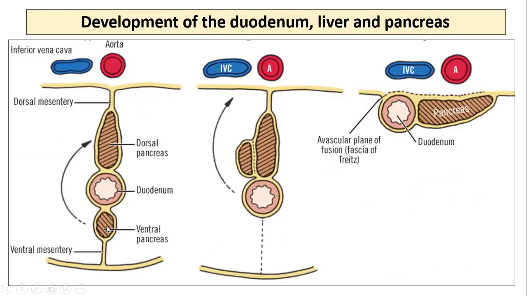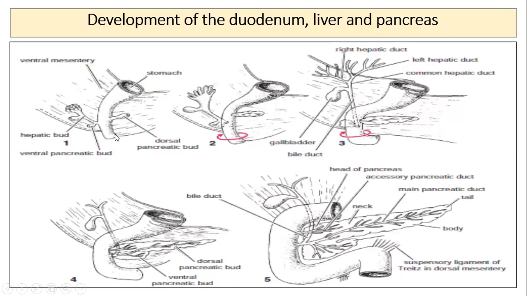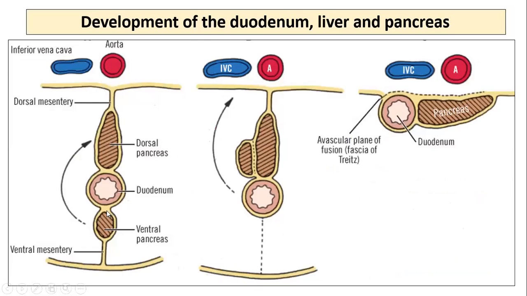In the front, we have the ventral pancreas and dorsal pancreas. We'll talk about that. There are two pancreatic buds initially, the ventral pancreas with its ventral pancreatic duct, and the dorsal. Later, both will join to form the pancreas. During the rotation, the ventral pancreas goes and joins with the dorsal pancreas, so there is one pancreas.